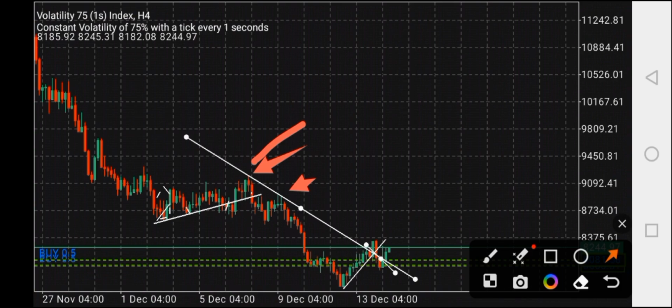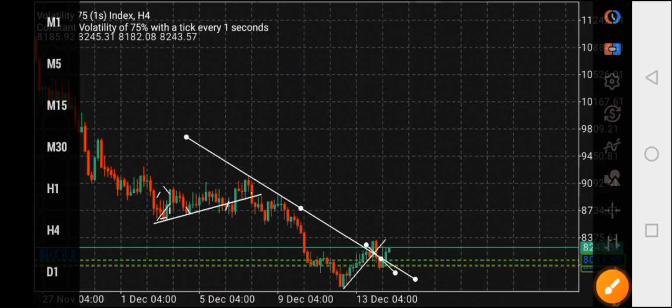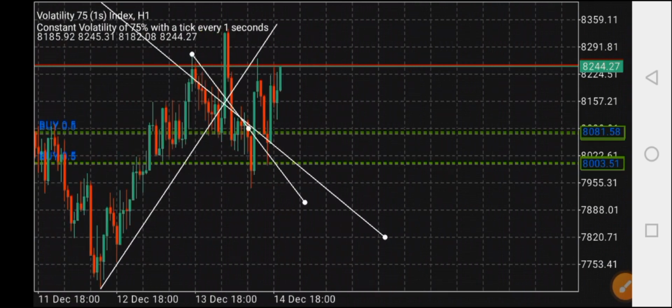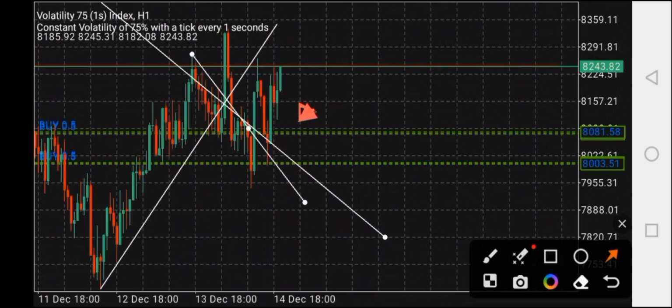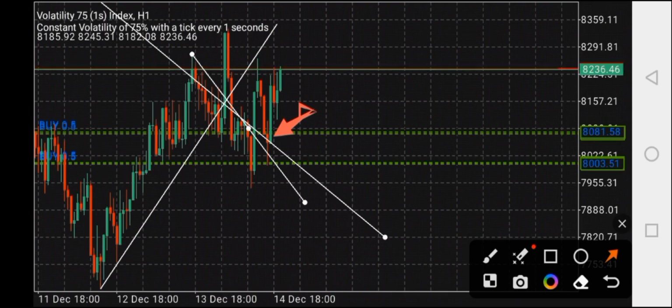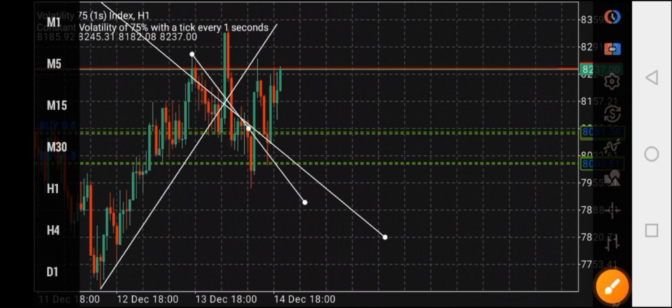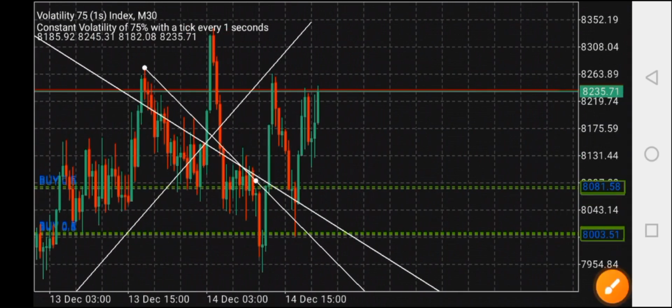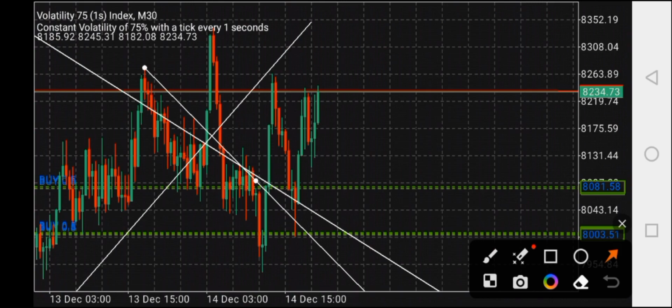It touched this. And then I was waiting for the third one, right? That is going to touch. So if you go to 1 hour, you can see it came down here and touched this, right? So mind you, now we have two confirmations. The first one was, let's go to 30 minutes. Now, the first confirmation was this 4-hour trend line, right? So I looked at it there.